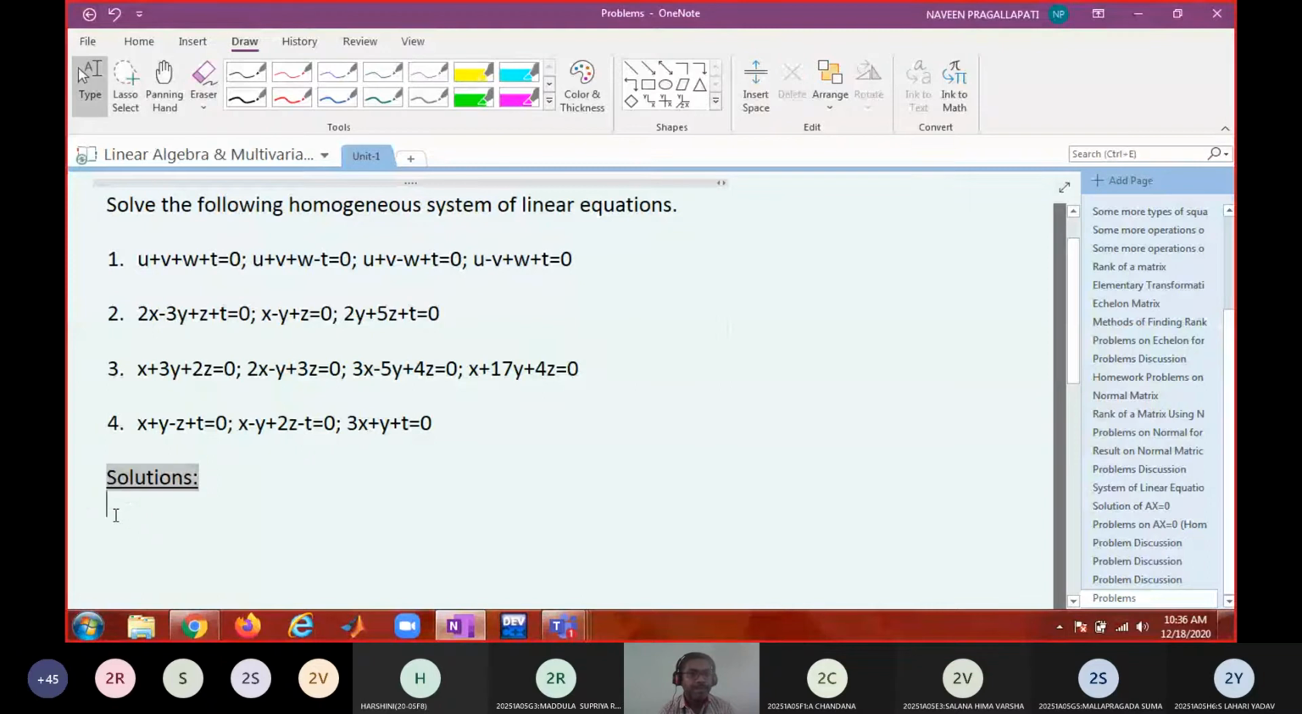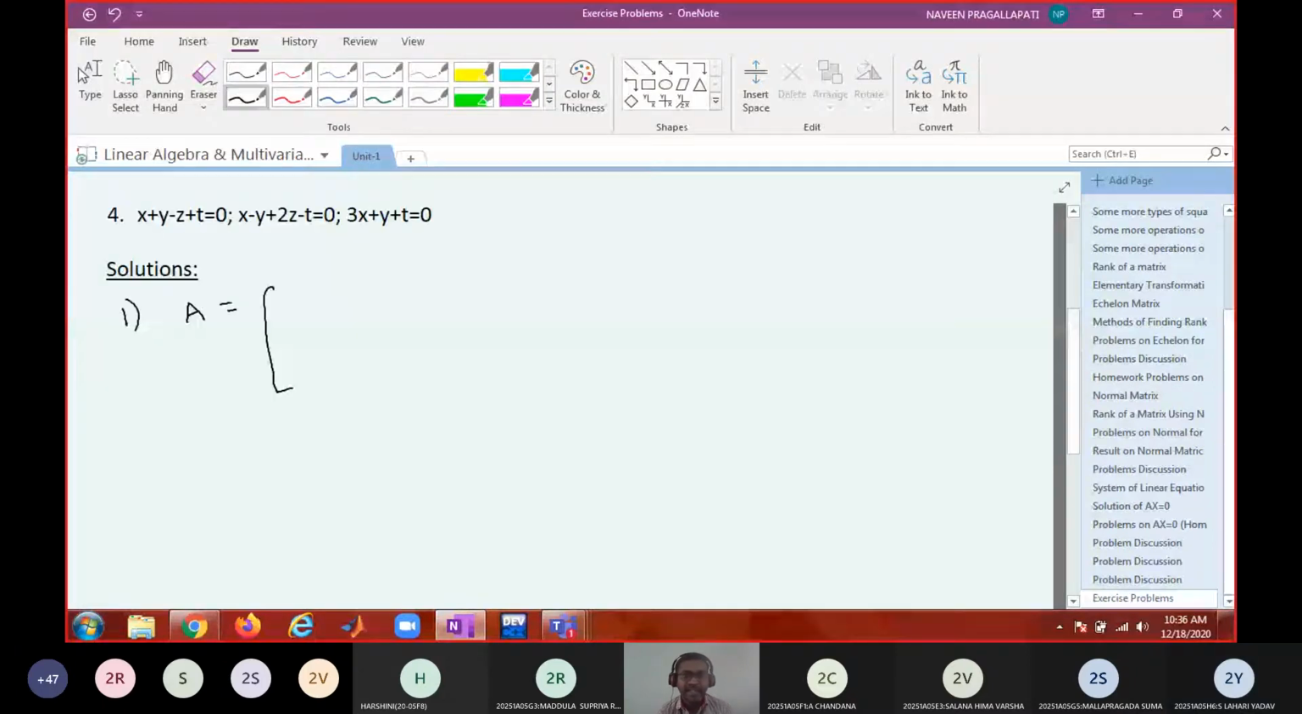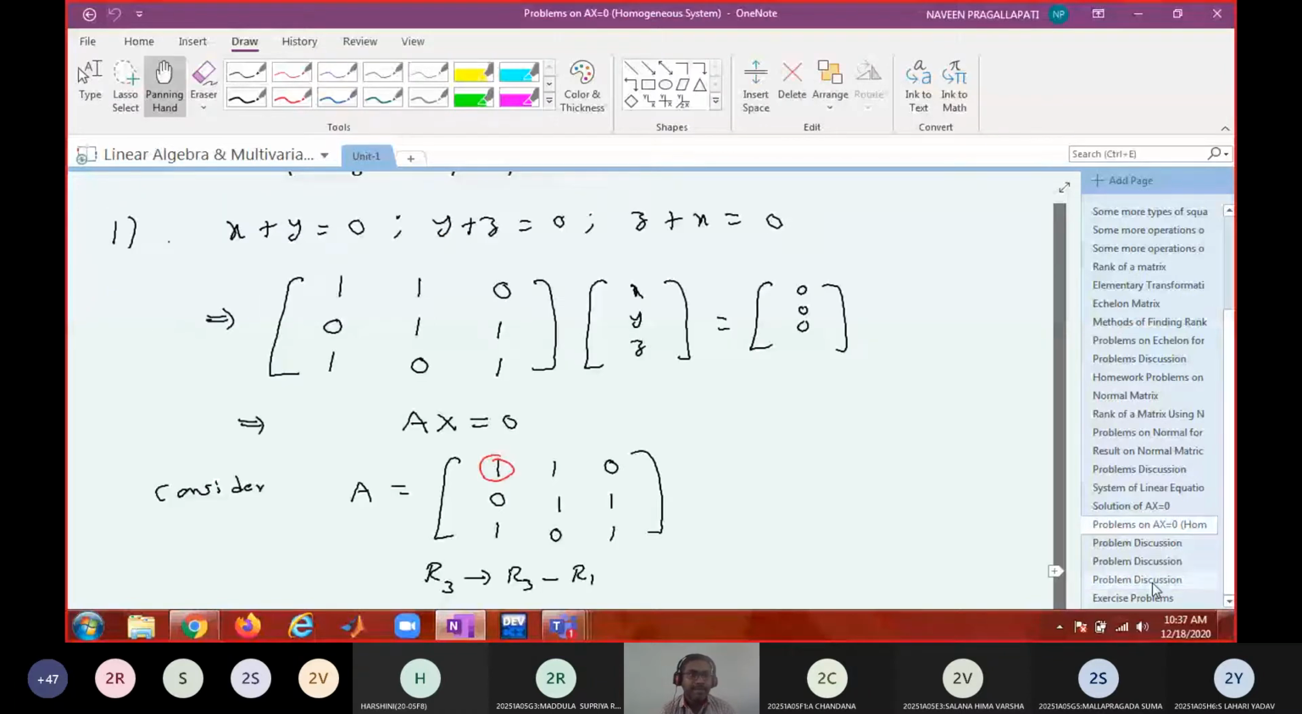So first problem. Can you tell me the coefficient matrix in the first problem? I'm directly writing the coefficient matrix. In exams, don't write the coefficient matrix directly. Whatever the template, whatever the procedure I said, first write this into a matrix equation like this, then collect the coefficient matrix and so on. But here I am writing the matrix directly.